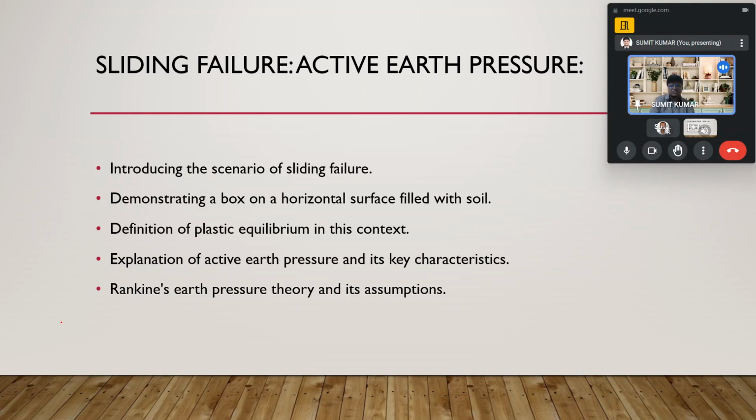Now the sliding failure and the active earth pressure: introducing the scenario of sliding failure, demonstrating a box on a horizontal surface filled with soil. The definition of plastic equilibrium in this context we already stated, and the explanation of the active earth pressure and its key characteristics is another aspect. Now let's talk about the Rankine earth pressure theory.